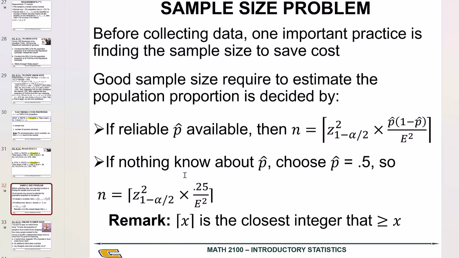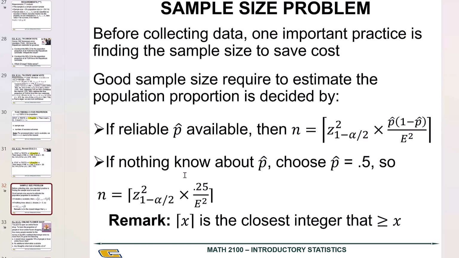So before collecting data, one important practice is finding the sample size to save costs. The good sample size required to estimate the population proportion is decided in this fashion. If, say, from a previous study we have some reliable p-hat already, and now we try to conduct a new study to see the trend, then the sample size you need will be the ceiling of z sub alpha over 2 squared times p-hat times 1 minus p-hat, divided by E squared, the error squared, okay? This is sample size 1. And remember the ceiling value is just the closest integer that is at least x, from x upward.